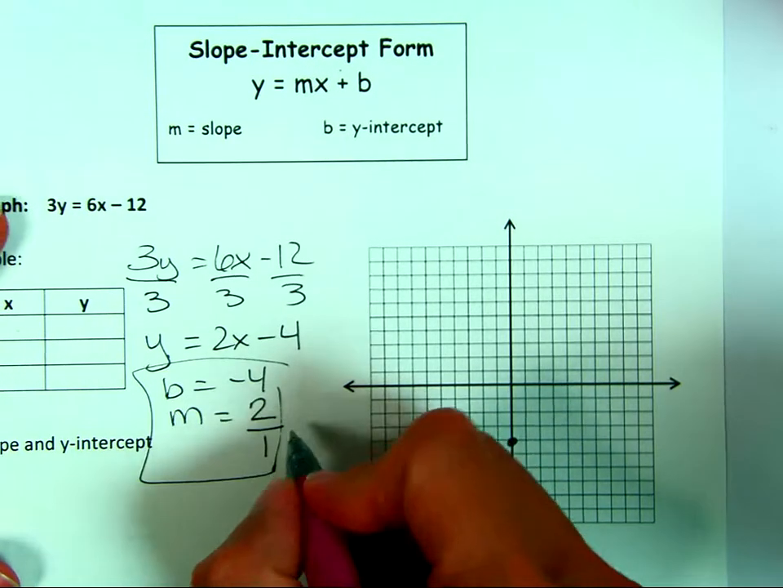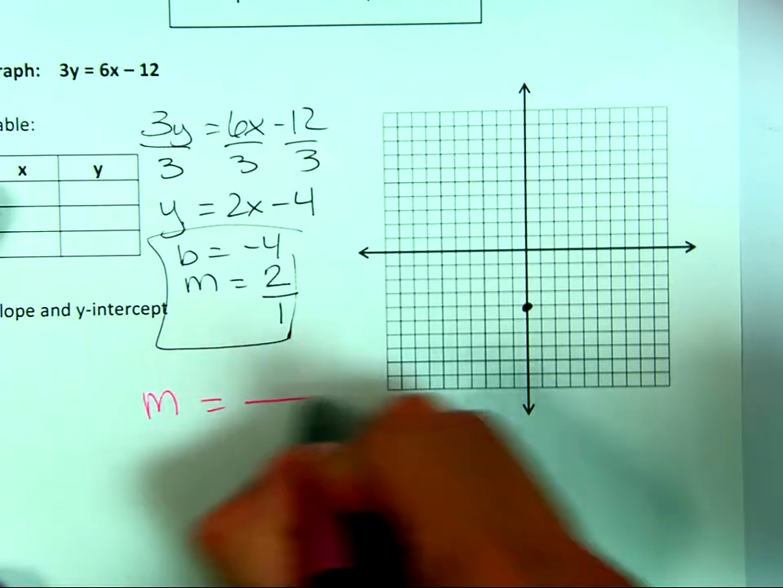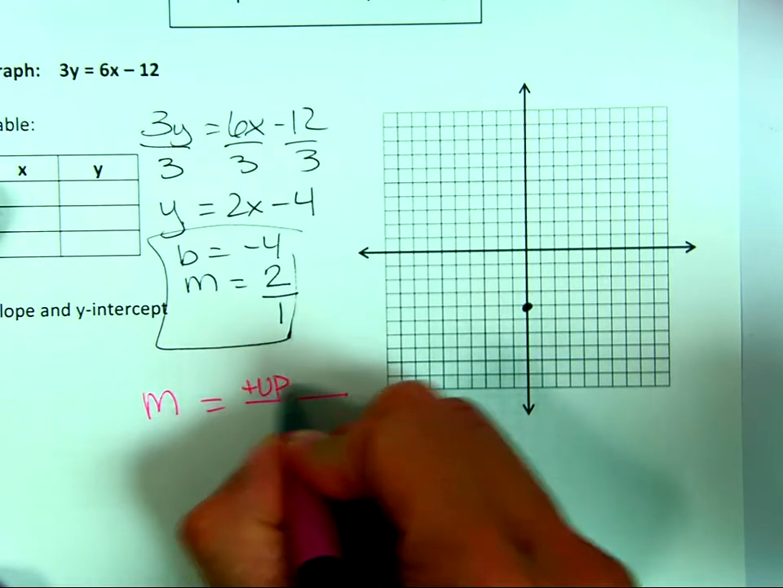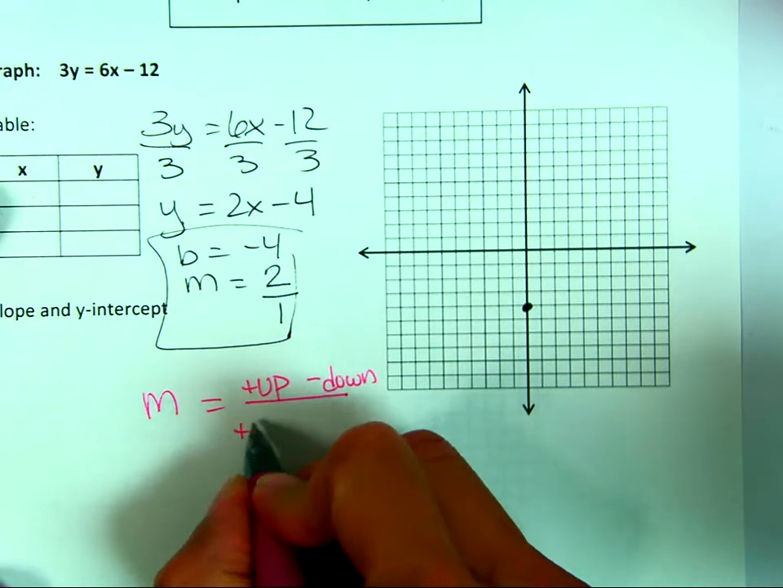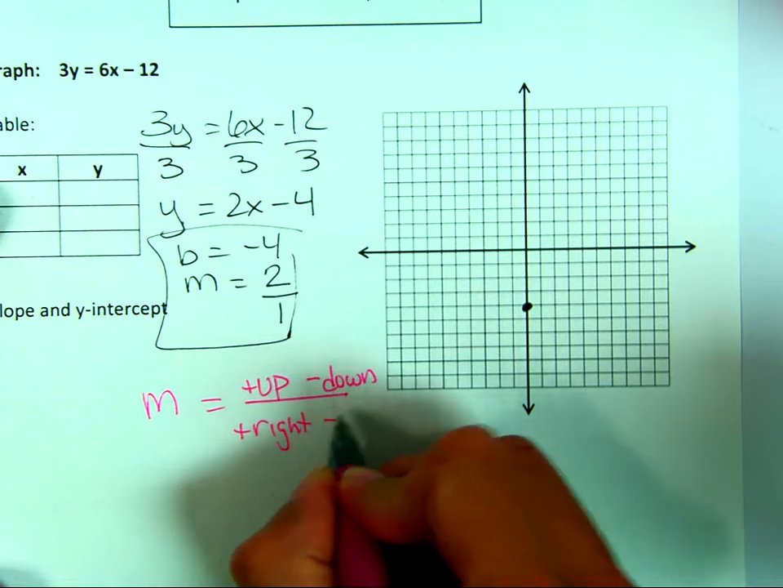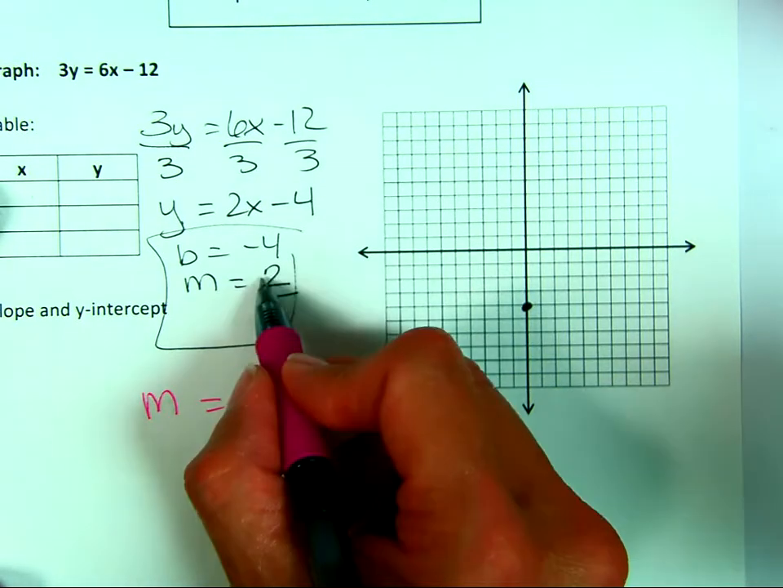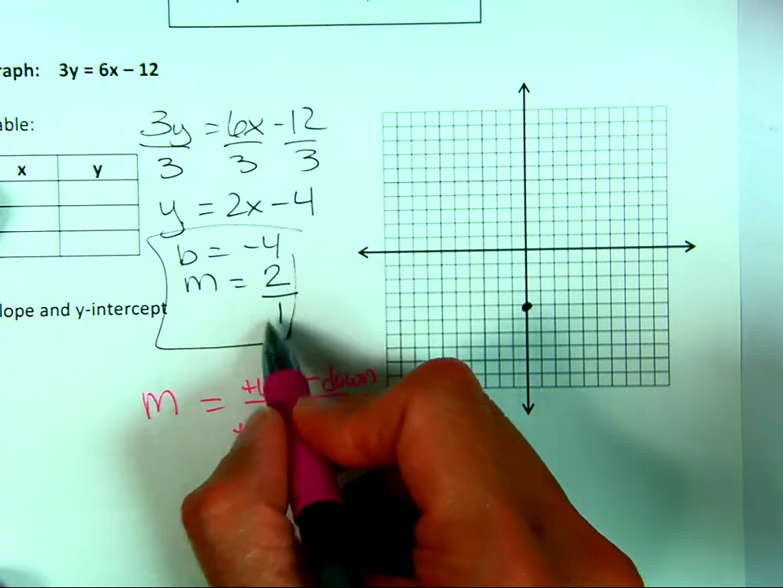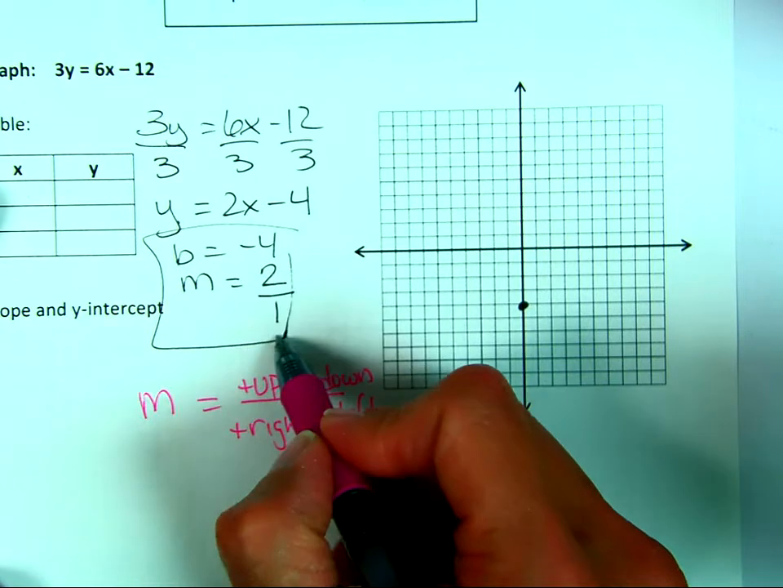So I need to remind you that for slope, if it's positive, you go up. If it's negative, you go down. The top number, if it's positive, you go right. If it's negative, you go left. The bottom number. So these, the top number and the bottom number, are both positive. So we are going to go up and right. So we're going to go up 2, right 1.